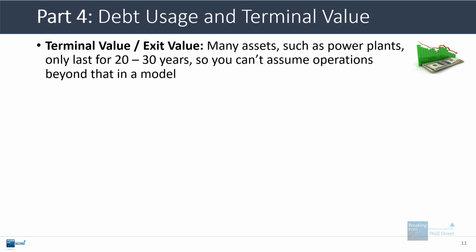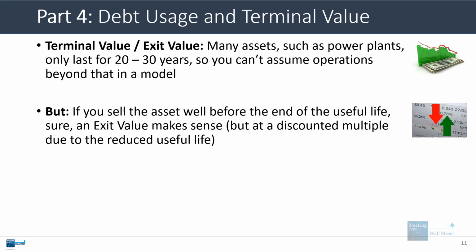Now, with the terminal value or exit value, the issue here is that something like a power plant, a solar plant or a wind farm, or even a natural gas or a coal plant is not going to last forever. It might have a useful life of 20, 30, 40 years, something in that range. So you can't just assume that it keeps operating for 100 years into the future. It's completely unrealistic. Now, if you sell the asset well before the end of the useful life, maybe you sell it in year 10, but it's going to last for 30 years, you could assume something for the exit value, but you're going to have to do it at a discounted multiple due to the reduced useful life.